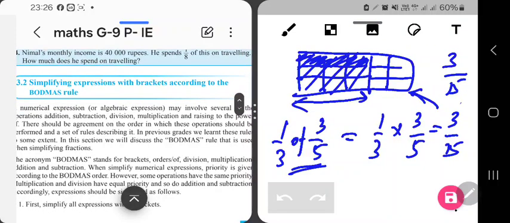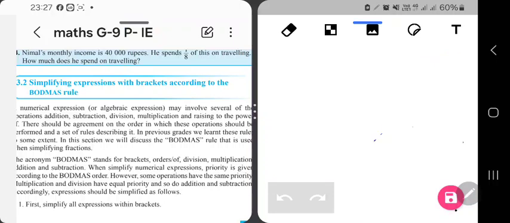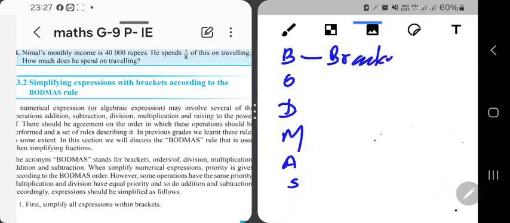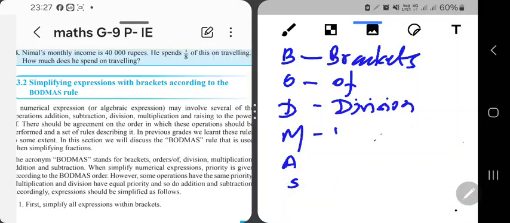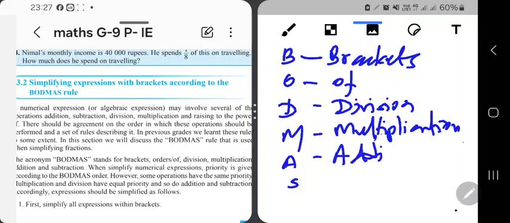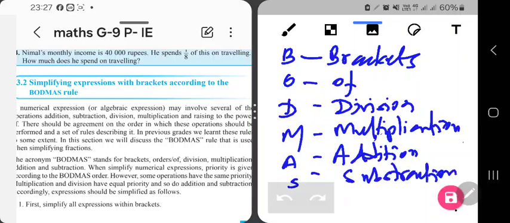And simplifying expressions with brackets according to the BODMAS rule. That's something that you need to know very well in calculation. So let's understand what BODMAS is. BODMAS stands for brackets, of, division, multiplication, addition, and subtraction.